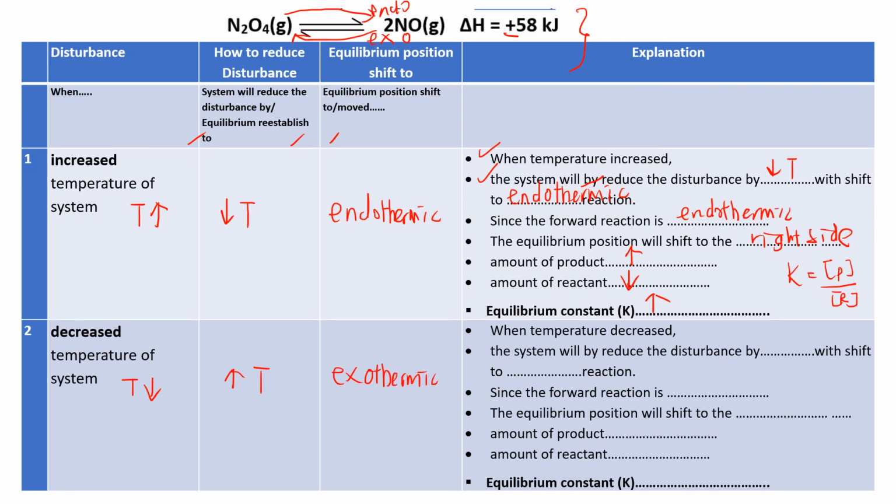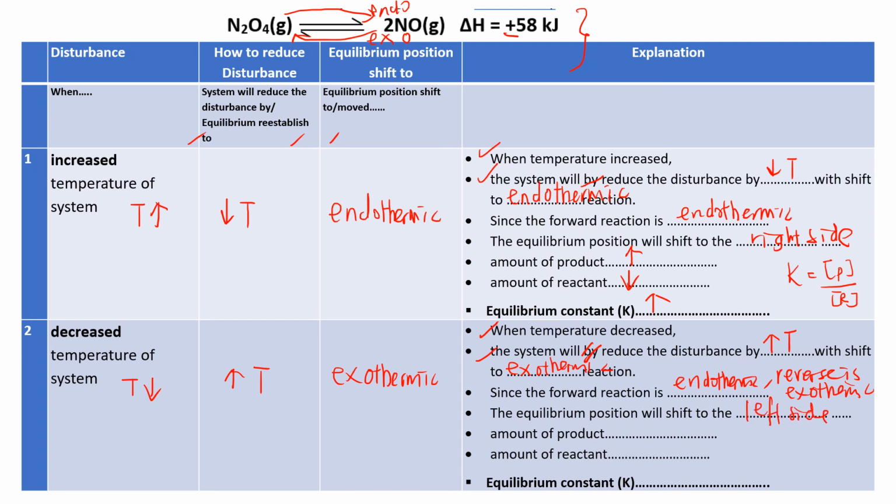So how we do the explanation? First one, when temperature decrease. The second sentence, the system will reduce the disturbance by increase your temperature. We shift to the exothermic reaction. Yes, understand the concept first. Then you can refer to your equation. Since the forward reaction is endothermic, or you can say the reverse reaction is exothermic. So meaning that equilibrium position will shift to the left side.